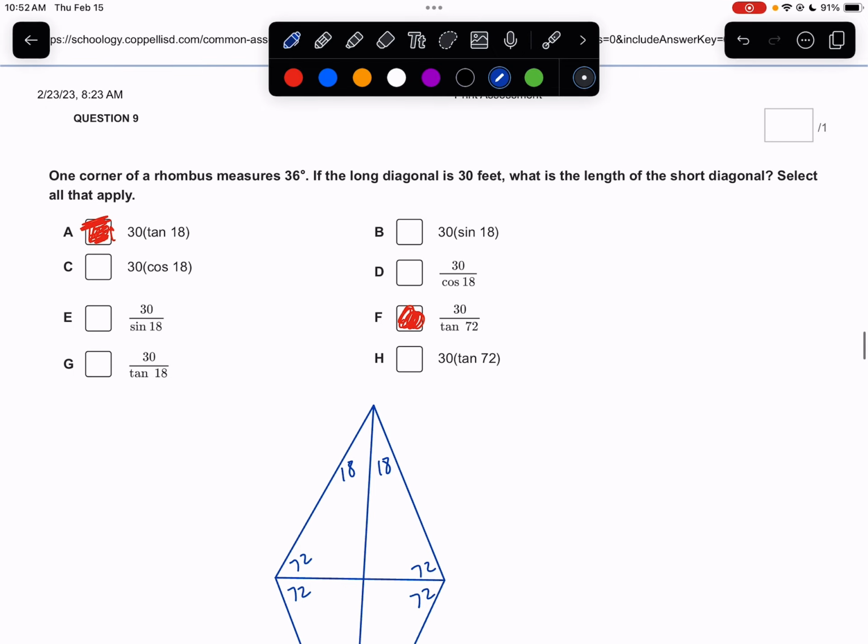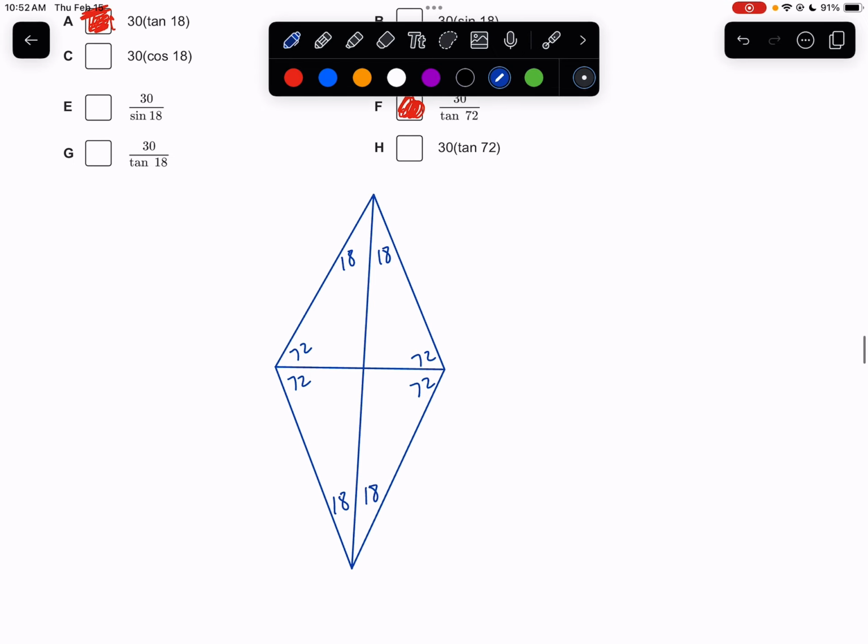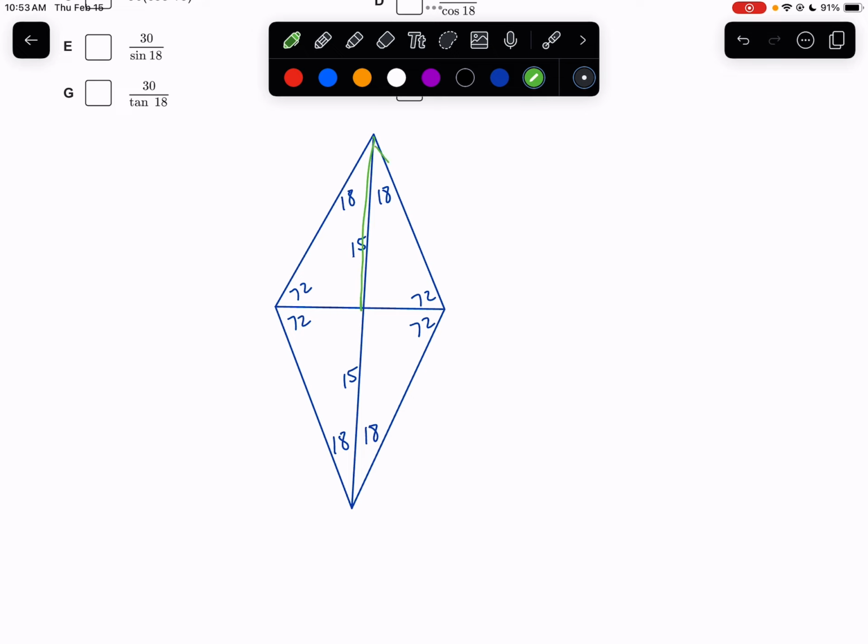If the long diagonal is 30, well, good thing I drew it to scale. So the long diagonal is 30. That means each part, because it's cut in half, has to be 15. What is the length of the short diagonal? So I'm going to shift my focus to this right triangle where the short diagonal would be 2x. So I need to find 1x first.